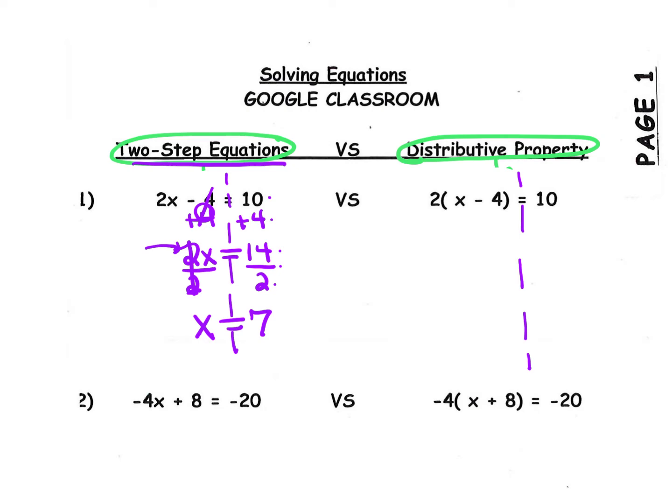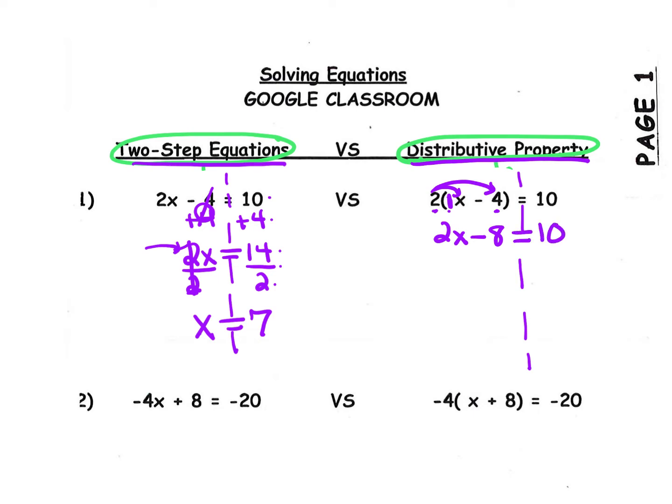But let's move to the right and solve the equation that contains the parentheses. Let's take a look at the distributive property. We know in order to solve this equation, we must get rid of the parentheses. So, put a 1 in front of x, and we are going to distribute the 2 to each term inside the parentheses. 2 times 1 gives us 2x, minus 2 times 4 gives us 8.